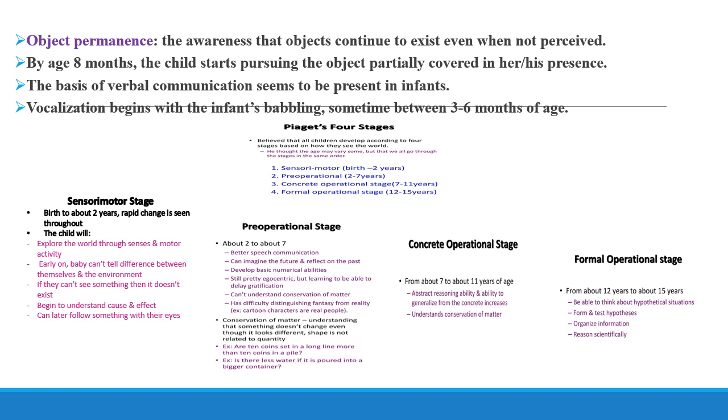Early on, the baby can't tell the difference between themselves and the environment. And if they can't see something, then it doesn't exist for them. They begin to understand cause and effect, and can later follow something with their eyes. So these are some of the things that the child will engage in at the sensory motor stage. Moving on to the pre-operational stage, that is about 2 to 7 years of age. At this stage, the child has better speech communication, can imagine the future and reflect on the past, which is absent at the sensory motor stage.